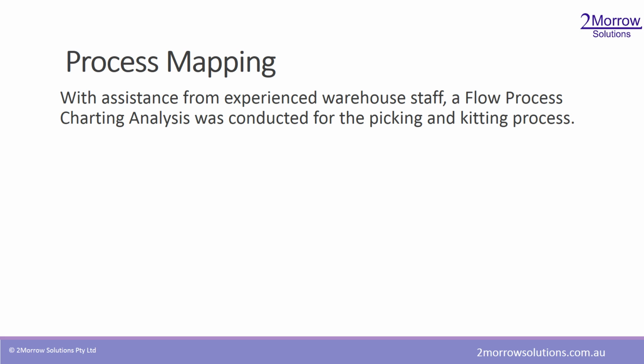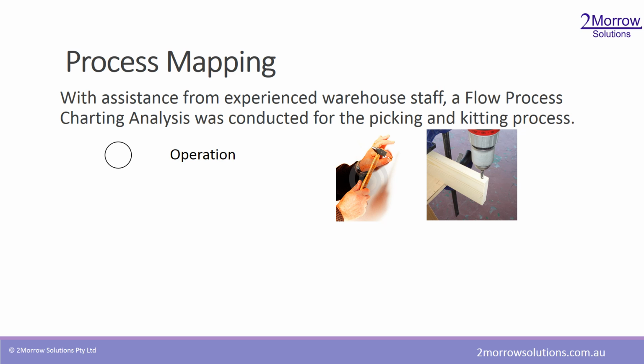In conjunction with experienced warehouse staff, an in-depth process mapping analysis of the warehouse picking and kitting process was conducted, utilising the flow process charting method. The flow process charting method is used to break down the process into 5 basic categories. Operation, a task required to intentionally transform a part. Examples include driving a nail or drilling a hole.